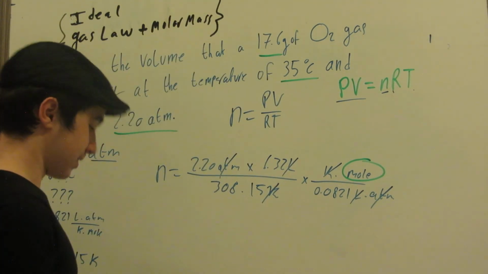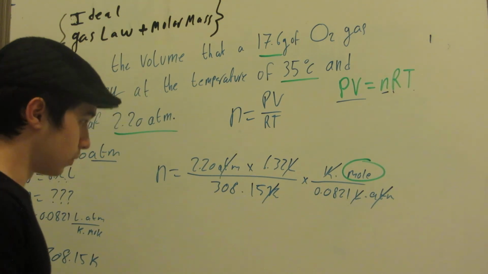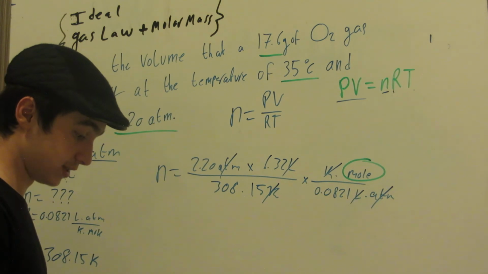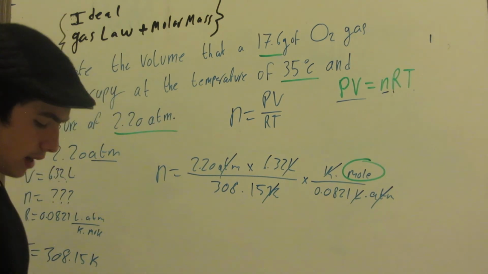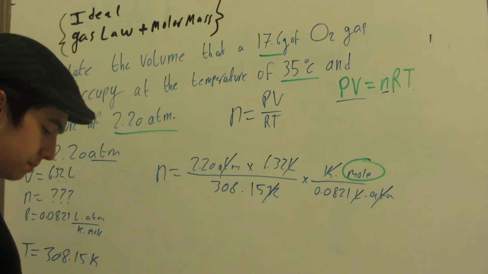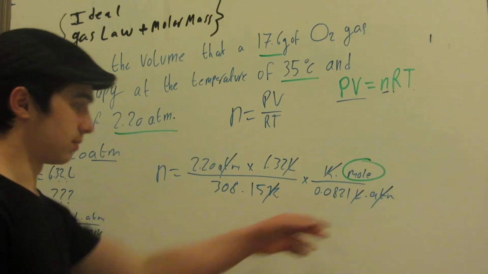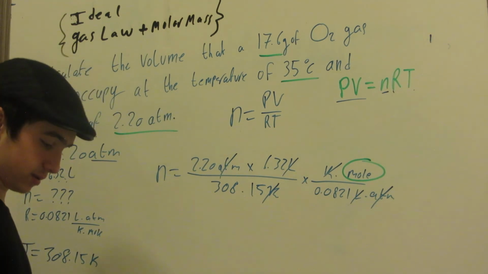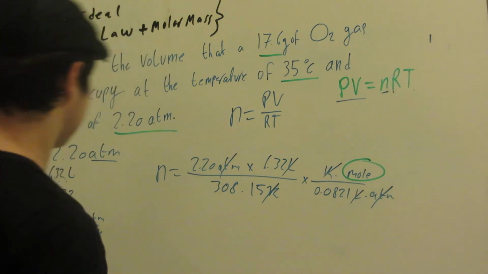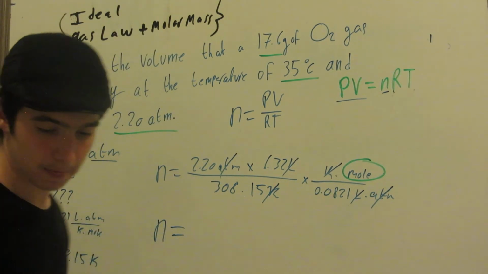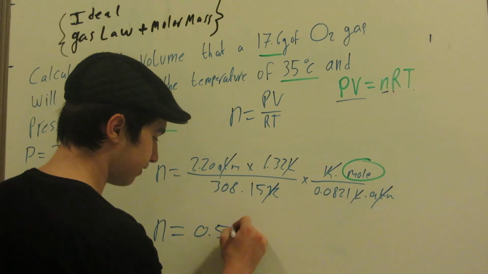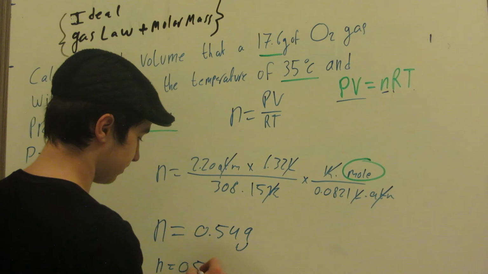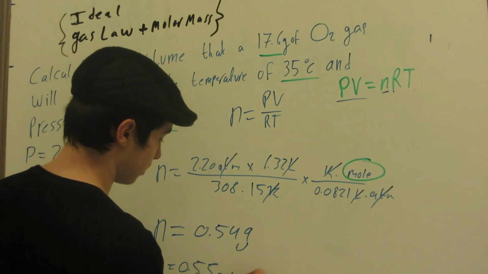When we do the math and start putting the numbers down, we multiply 2.20 multiplied by 6.32. That's great. And then we're going to have 308.15 multiplied by 0.0821. We're going to get the value of n equals 0.549. We round that to get the same number that we started with, 0.55 moles of oxygen.